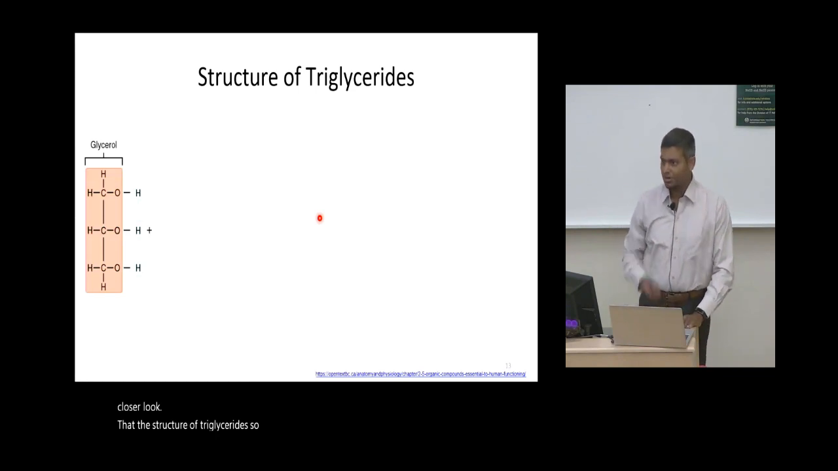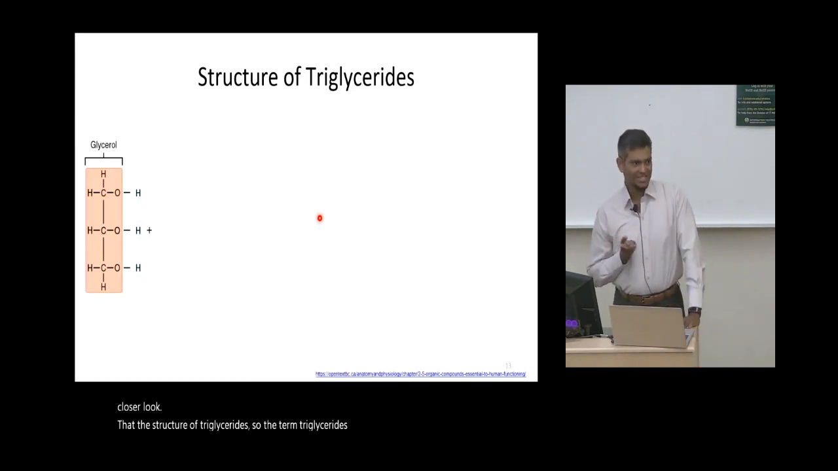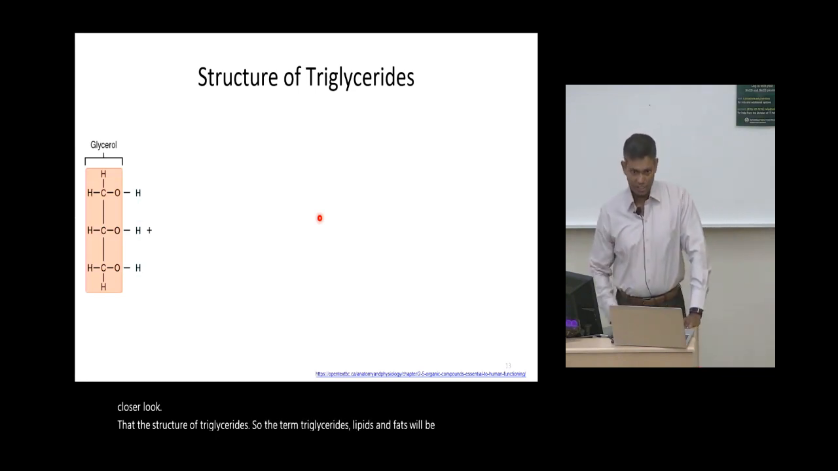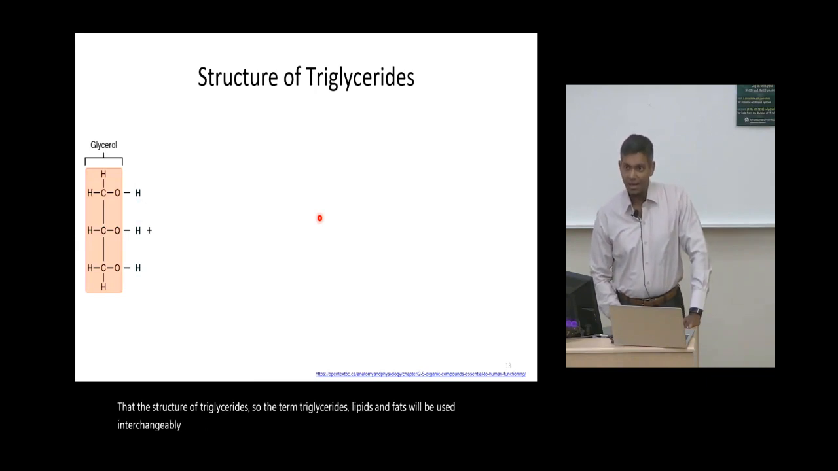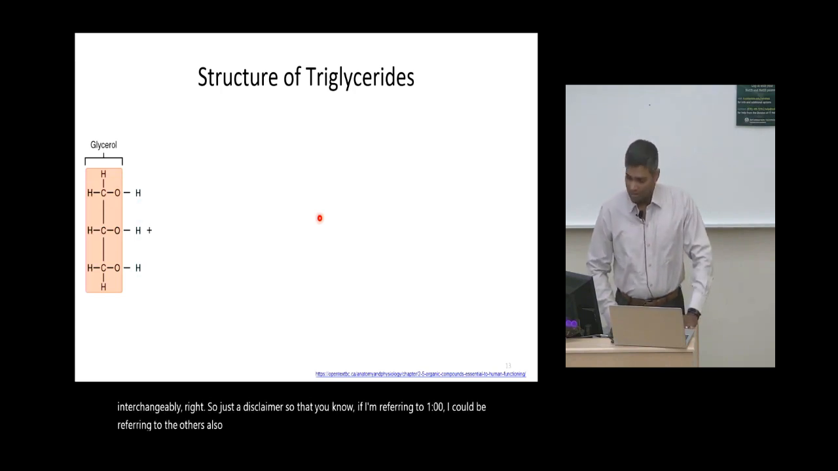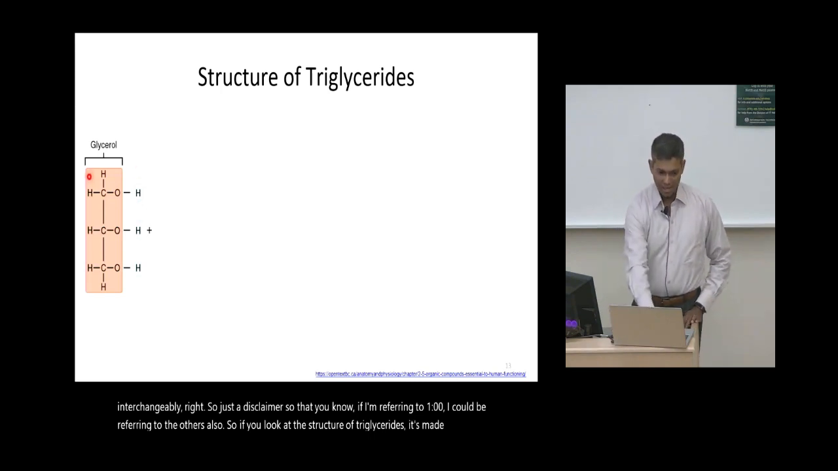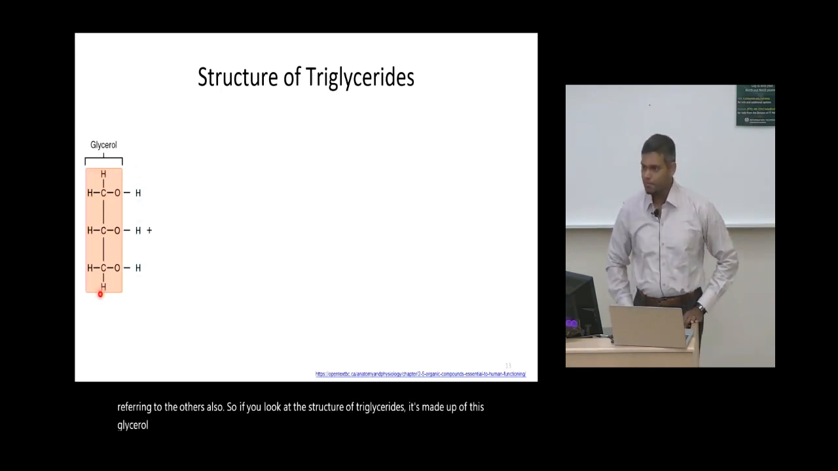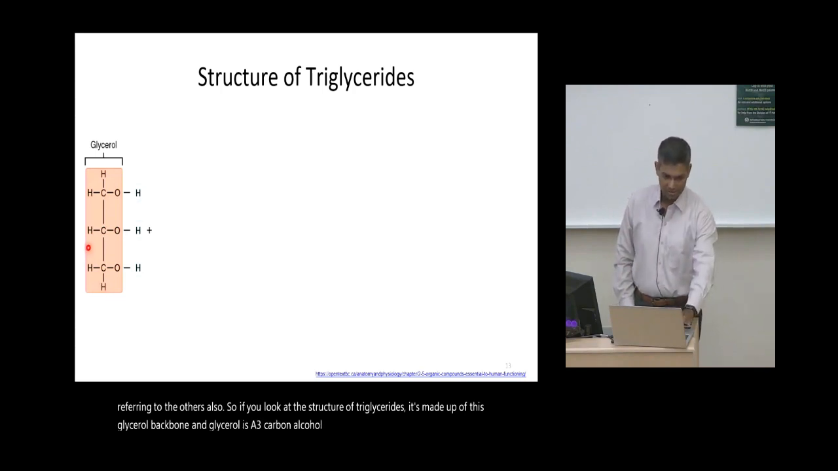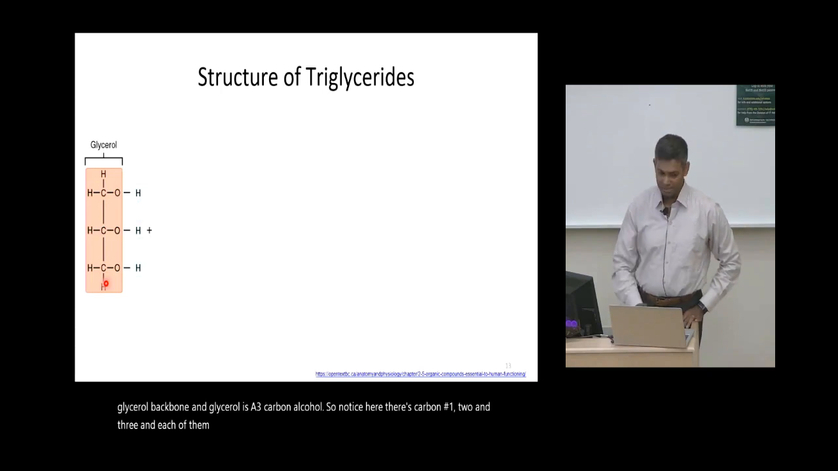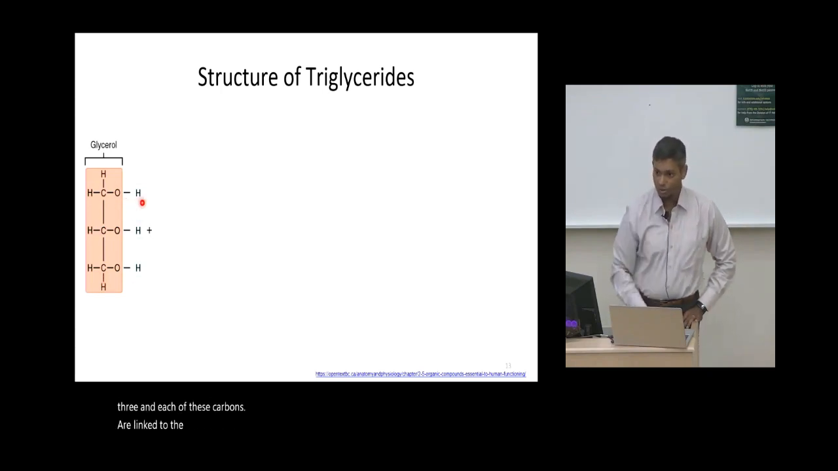So the terms triglycerides, lipids, and fats will be used interchangeably, right? Just a disclaimer so that you know if I'm referring to one, I could be referring to the others also. If you look at the structure of triglycerides, it's made up of a glycerol backbone, and glycerol is a 3-carbon alcohol. Notice there's carbon number 1, 2, and 3, and each of these carbons is linked to the alcoholic OH group.